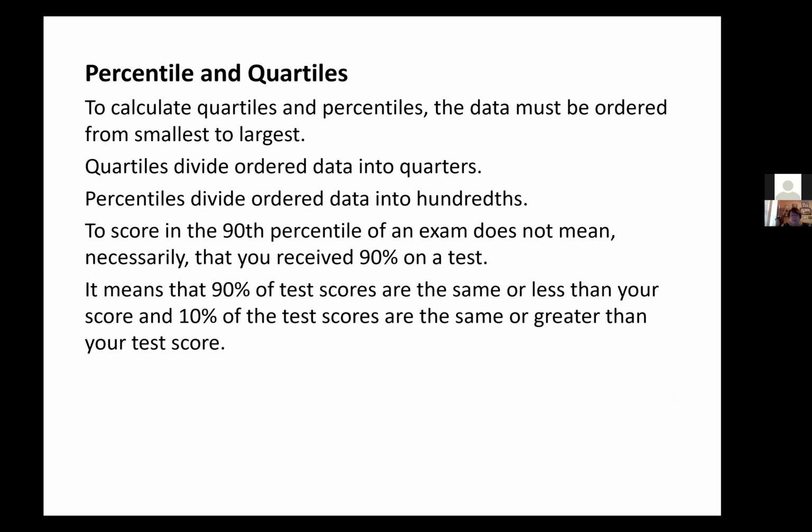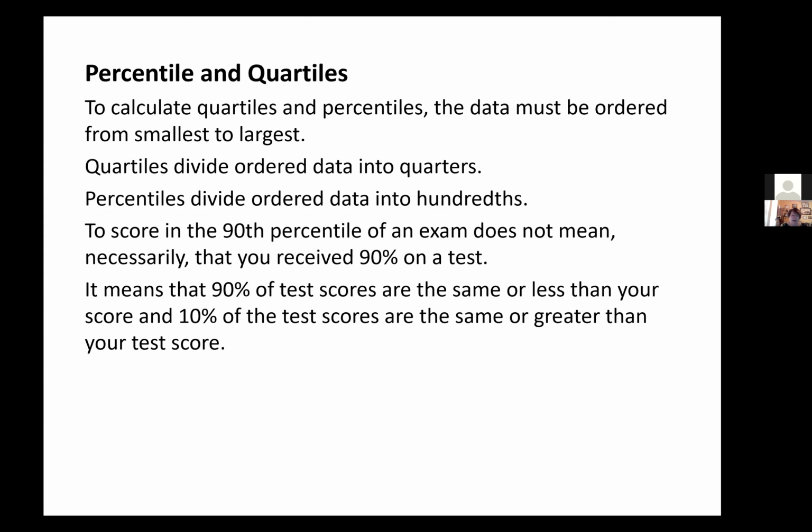To calculate quartiles and percentiles, the data must first be ordered from smallest to largest. You have to rank your data from the smallest value to the largest value. Quartiles are the values that break your data into 4 equal parts. It breaks your data into quarters. Percentiles divide your data into hundredths.